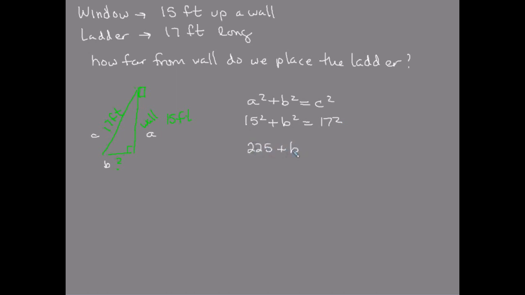15 squared is 225. 17 squared is 289. So I subtract 225 from both sides. And I get that b squared is equal to 64. Now if I take the square root of both sides, b is going to be 8. So we would put the ladder 8 feet from the wall for it to be the same height as the window.